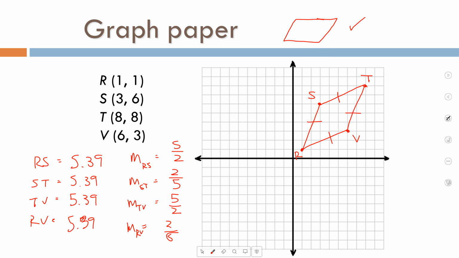Parallelogram. Check. Alina, what does this tell you about that? The opposite sides are parallel to each other. RS is 5/2. VT is 5/2. ST is 2/5. RV is 2/5. So you're saying yes, parallelogram. Beautiful. Okay, they better both be yes or both be no.